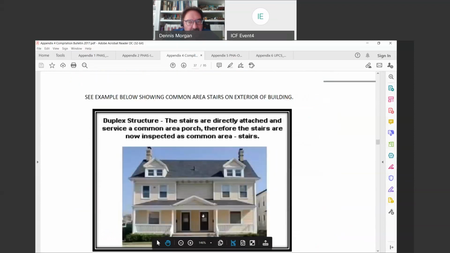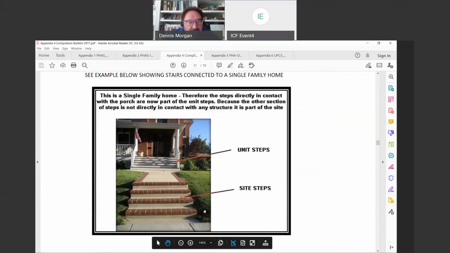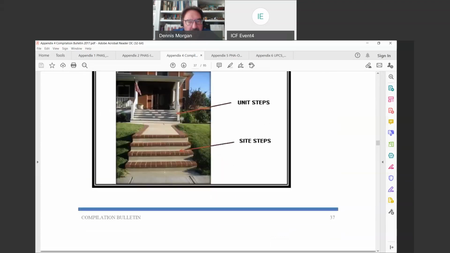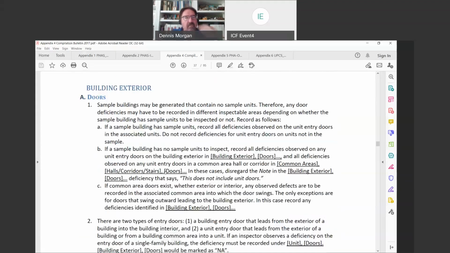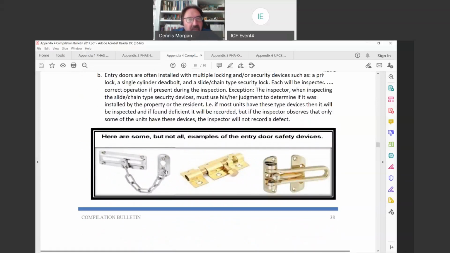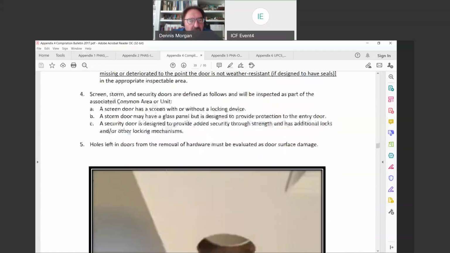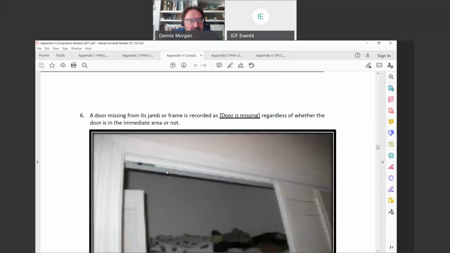This area has both steps on the site and also the unit steps. Both of these, with four or more consecutive steps, would require handrails in independent areas. They would record this under site, and they'd record this under the dwelling unit. Two independent actions, two independent repairs.